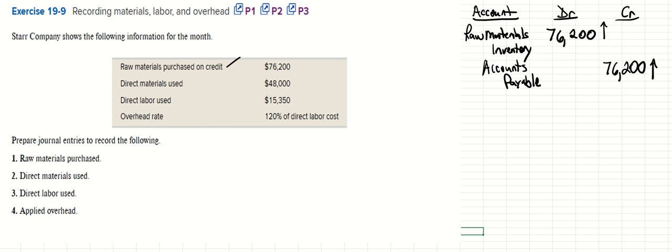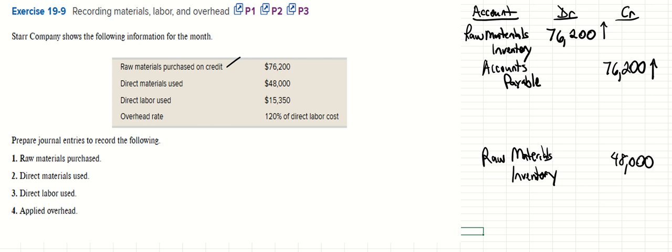Number 2, direct materials that were used. So we have to record an entry reflecting direct materials that were used. For this entry, we're going to have to first figure out how we're going to show that direct materials that the company already has, we can say in their warehouse, was used up. Well, to reflect the usage of direct materials, we're just going to go ahead and credit raw materials inventory for $48,000.